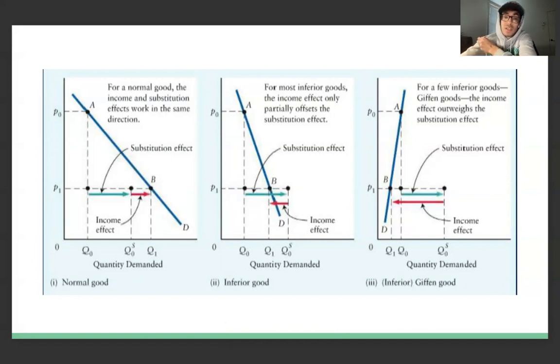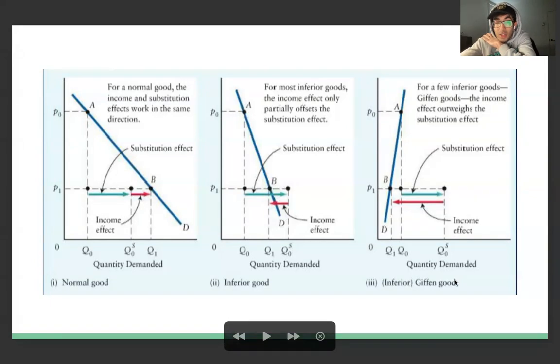Going by the same logic, you get the income effect in the opposite direction, and that's why you have a more inelastic demand curve. And then Giffen goods are just a special category of inferior goods where the effects are exactly the same as inferior goods.